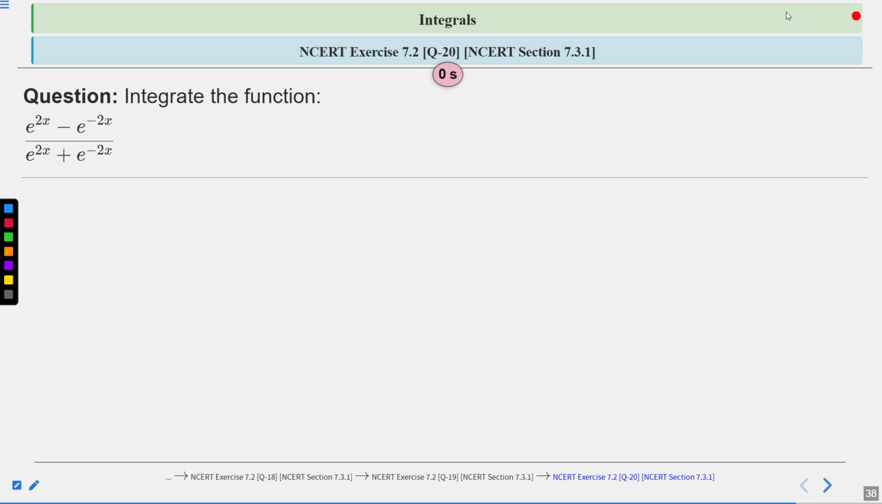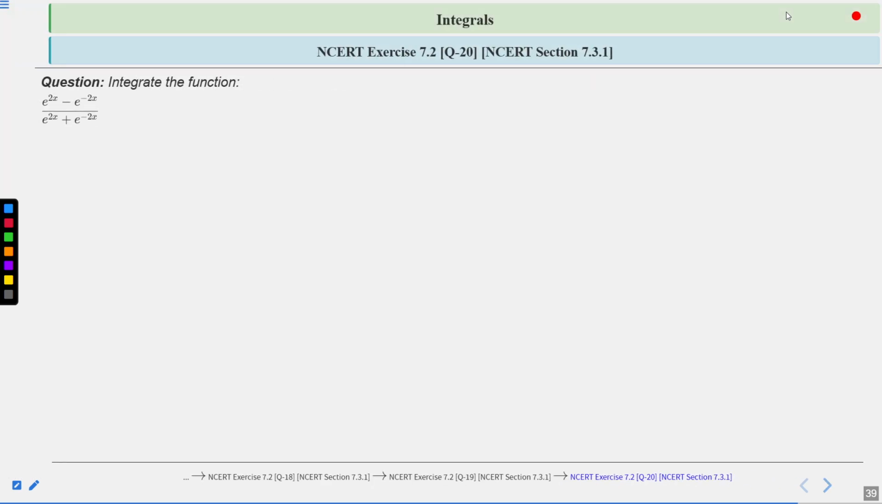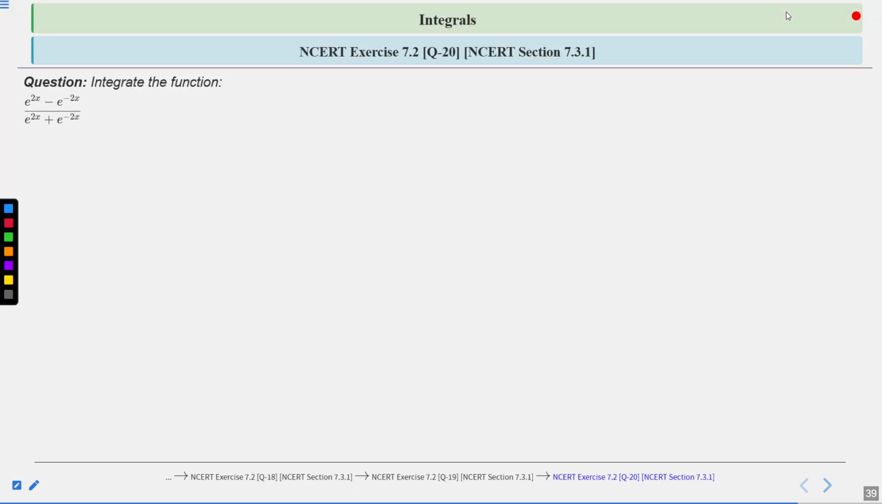Okay. Hope you all have attempted the given question. Let us see how we can solve this. We need to integrate the function e to the power 2x minus e to the power minus 2x upon e to the power 2x plus e to the power minus 2x. Correct answer will be 1 by 2 log mod e to the power 2x plus e to the power minus 2x plus c. Let us see the solution part.